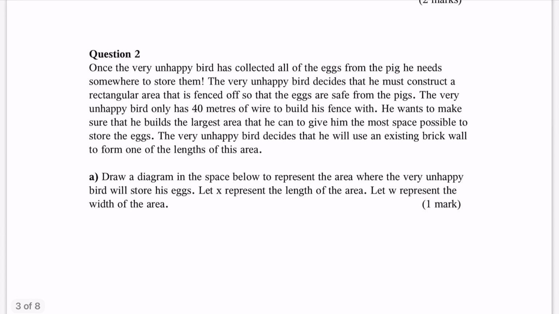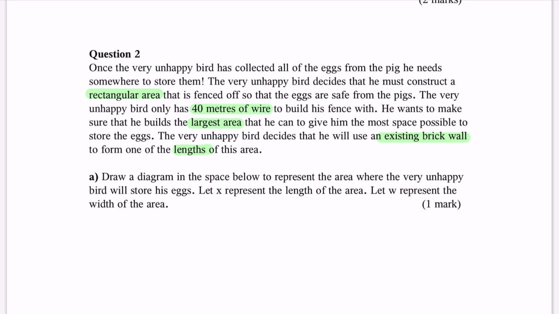So there's a lot of words here, a lot of words. We're going to go ahead and highlight as much as we can. Once the very unhappy bird has collected all of the eggs from the pig, he needs somewhere to store them. The very unhappy bird decides that he must construct a rectangular area that is fenced off so that the eggs are safe. The very unhappy bird only has 40 meters of wire to build his fence. He wants to make sure that he builds the largest area he can to give them the most space possible.